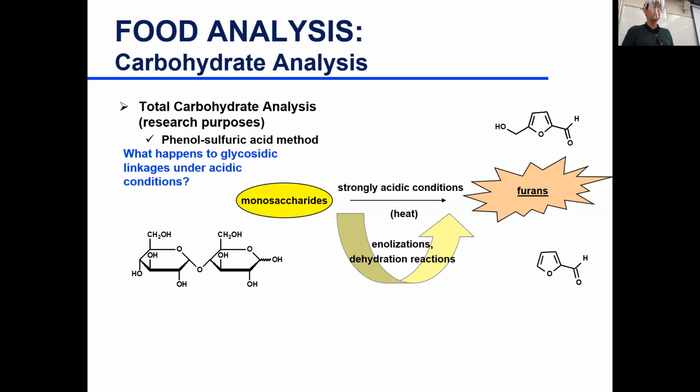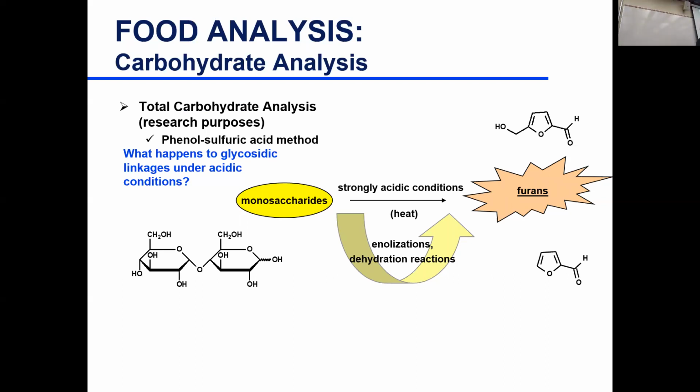So this is the assay that you will be doing in the lab on a very, very simple matrix product, which is a beverage. So you will be determining total carbohydrate in a 7-Up beverage and also in a beer. Okay, but not for drinking.